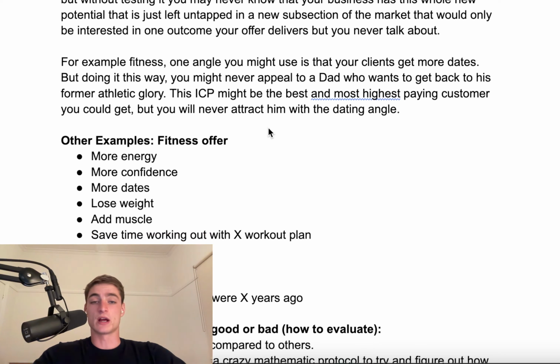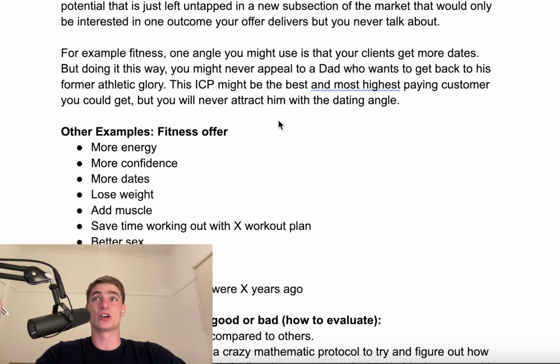But by doing it this way, you might never appeal to a dad who just wants to get back to his former athletic glory. So he's into fitness. And this ICP might be the best and highest paying customer that you could ever get, but you are never going to attract him using a dating angle. It's just not going to happen.